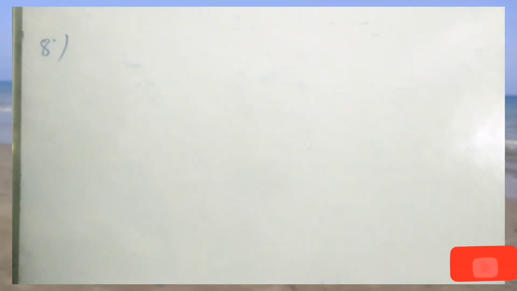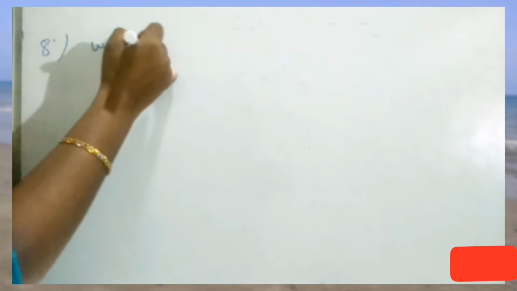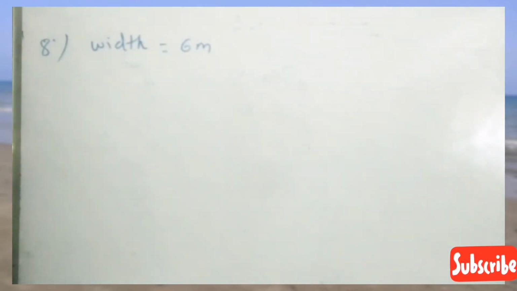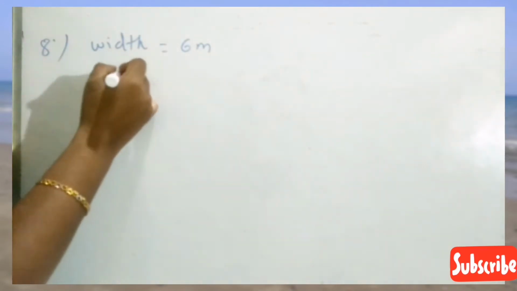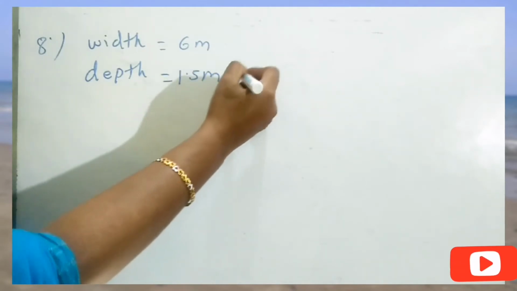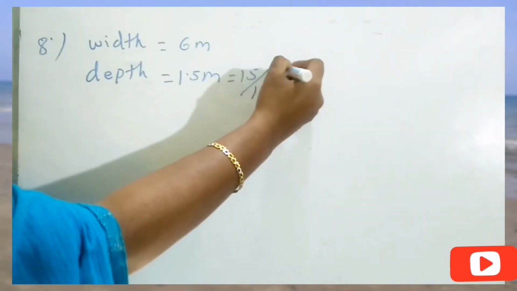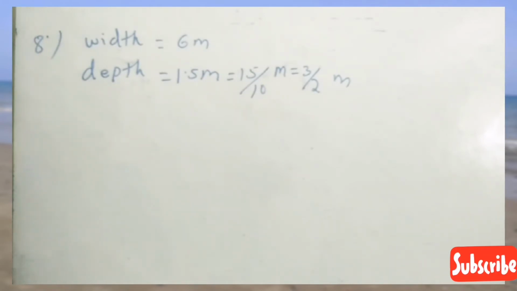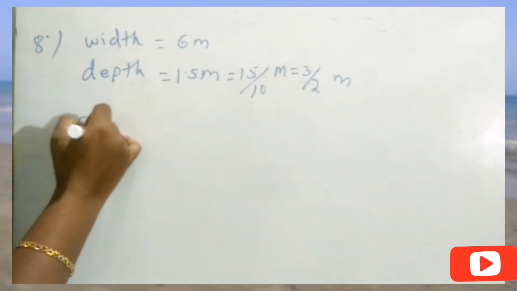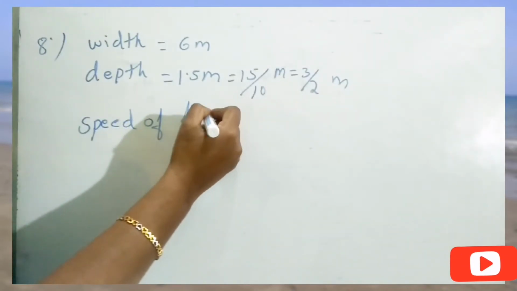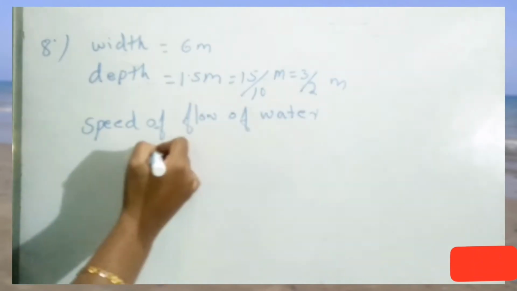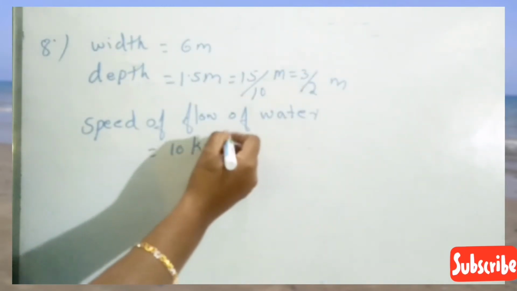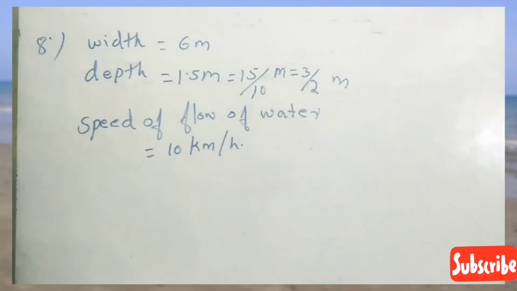Eighth question. Water in a canal 6 meter wide. So, width is given, that is 6 meter, and 1.5 meter depth. Depth is also given, that is 1.5 meter. This we can write as 15 by 10 meter is equal to 3 by 2 meter. Is flowing with a speed of 10 kilometer per hour. The speed of flow of water is equal to 10 kilometer per hour.